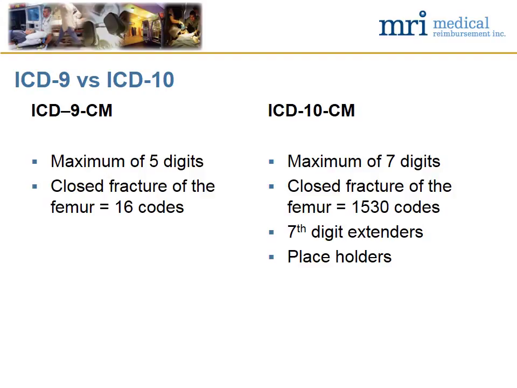Just a quick example of ICD-10 versus ICD-9. In ICD-9, there's a maximum of 5 digits. In ICD-10, there's a maximum of 7 digits. In ICD-9, for example, a closed fracture of the femur, you have 16 codes to choose from. In ICD-10, you have 1,530 codes to choose from. In ICD-10, there are 7th digit extenders and placeholders.